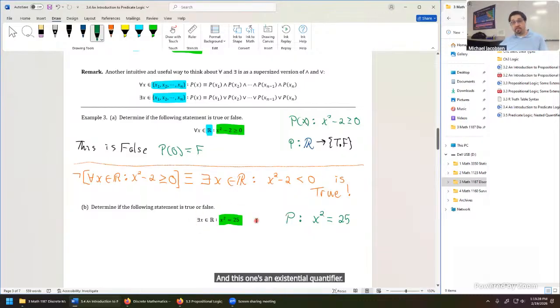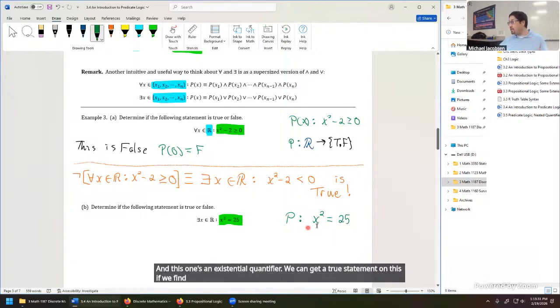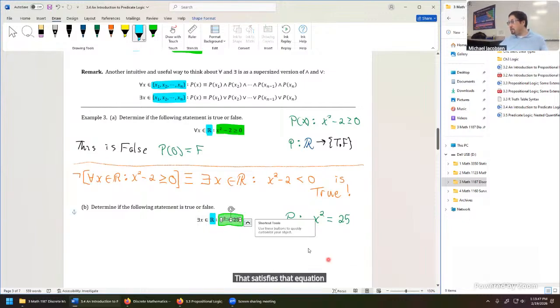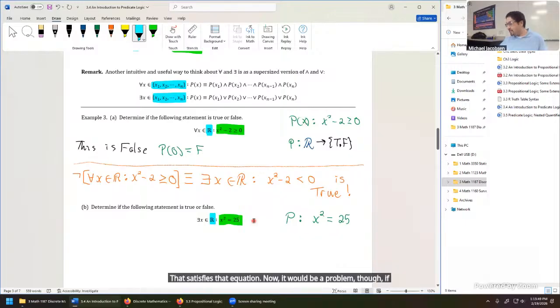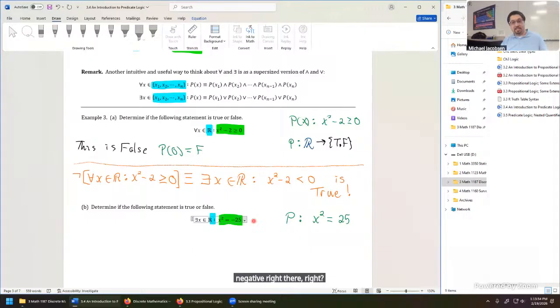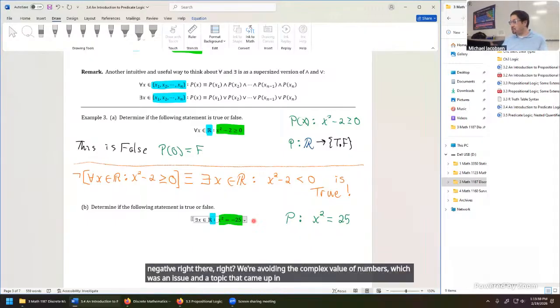We can get a true statement on this if we find at least one value of x where this works out as true. But we can solve that equation. We get two solutions, right? -5 or +5. So there absolutely are values of x in the real number system that satisfy that equation. Now, it would be a problem if we had, say, a negative right there. We're avoiding the complex valued numbers, which was an issue and a topic that came up in chapter 2. But if there was a negative there, this would be a false statement outright.